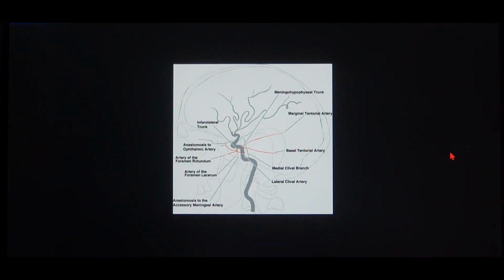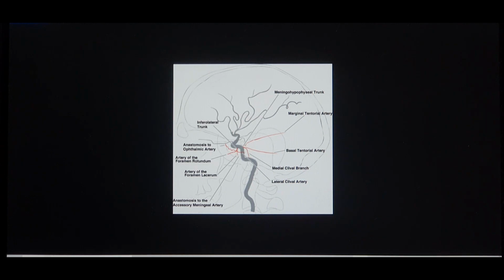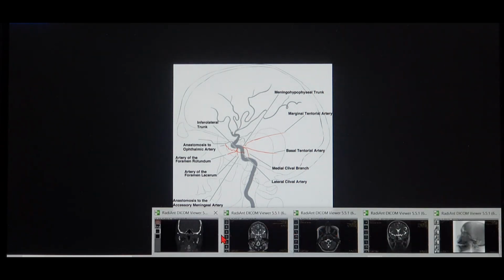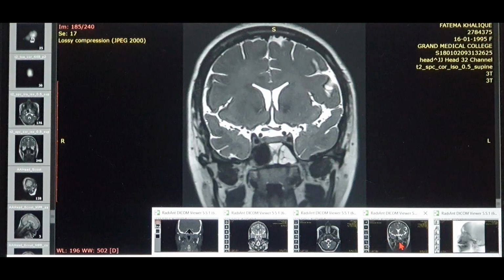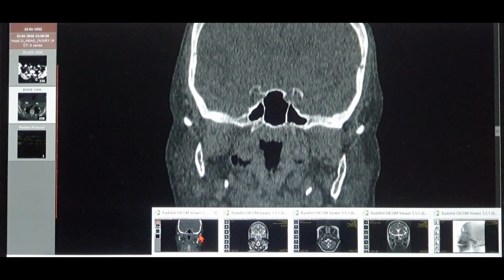Okay, now we move on to the third point, which is the MRI. So I will show you a few MRIs of the patient, and I will in short show you how you can actually trace the internal carotid artery right there. Okay, so let me show you this one.